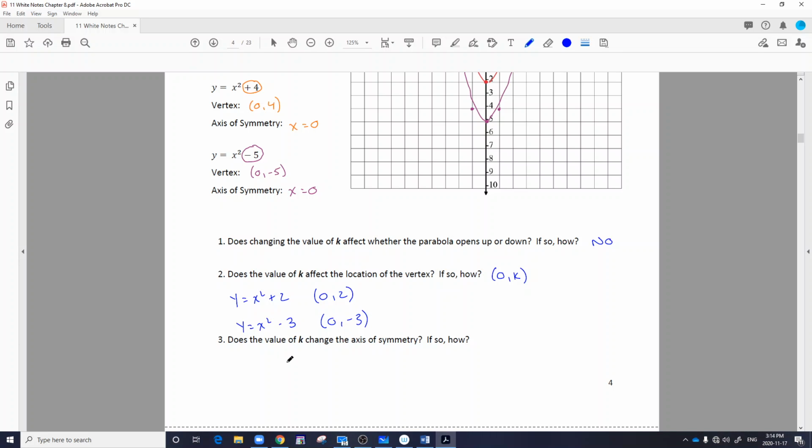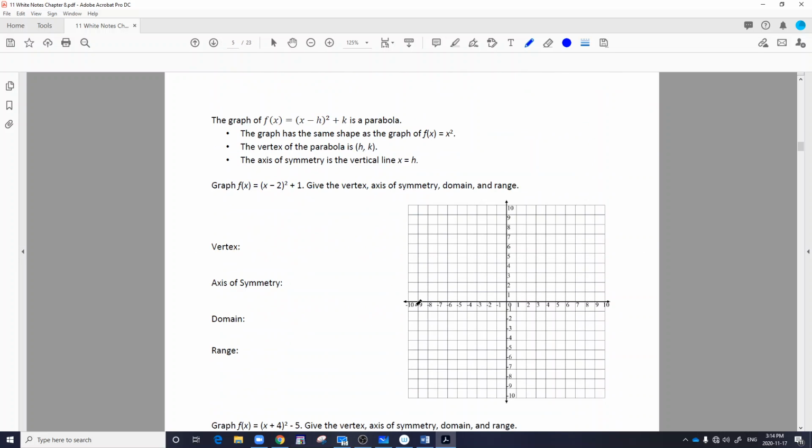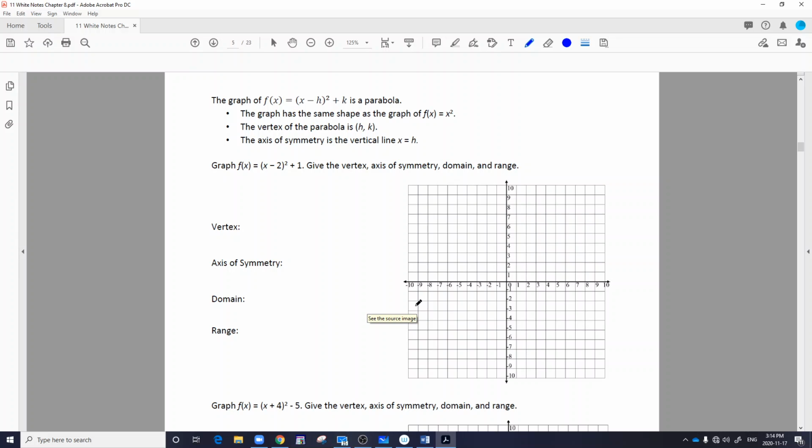Did the value of k change the axis of symmetry? Well, the axis of symmetry goes through the x value of the vertex, and since this just moved us up and down, the answer is no. All right. Before we tie it all together, I recommend trying to graph a couple of those vertical shifts in the worksheet.